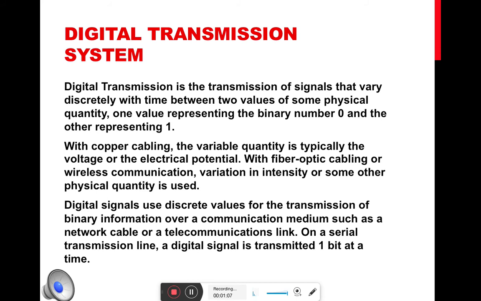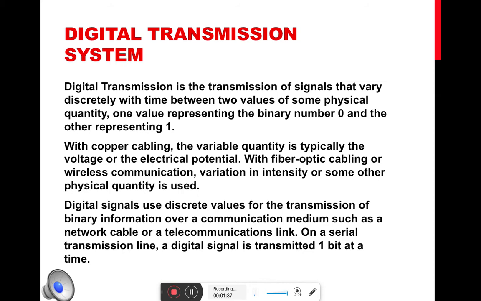So the first topic that we'll be discussing is the digital transmission system. As the name indicates, in a digital transmission system the signal is in digital form. Digital signals are not continuously varying signals. These are signals which have a discrete value, mainly two values of some physical quantity, and the signal will be varying between these two values. In binary denotation, it is either 0 or 1.